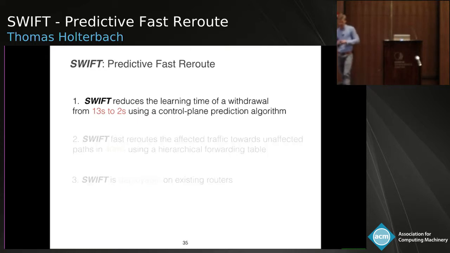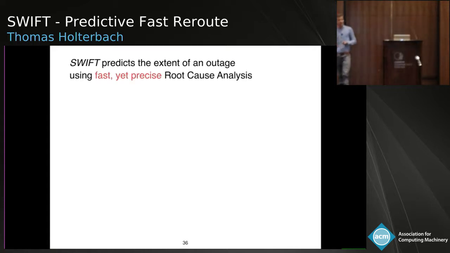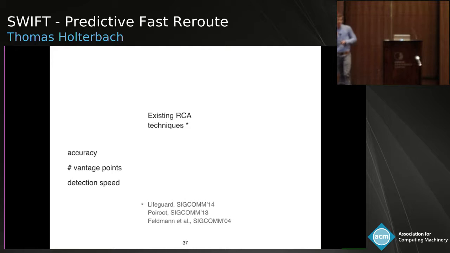Let's first focus on the control plane prediction algorithm. Swift can predict the extent of an outage using a fast yet precise root cause analysis algorithm. The existing root cause analysis solutions are able to precisely locate the failure. And to do that, they generally use several vantage points and sometimes active measurements as well. And by doing so, they often need minutes to locate the failure.